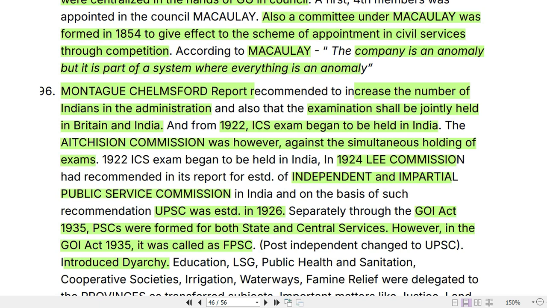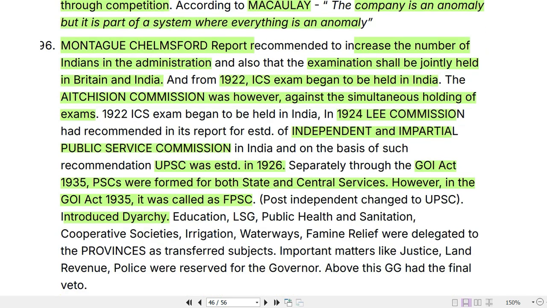I think it was introduced in the provinces. Education, local self-government, public health and sanitation, cooperative societies, irrigation, waterways, famine relief were delegated to the provinces as transferred subjects. तो डायरकी के तहत transferred subjects और reserved subjects की बात होती है, हम जानते हैं कैसे होता है वो. While the important matters like justice, land revenue, land and police were reserved for the governor. So above this, Governor General had the final veto.